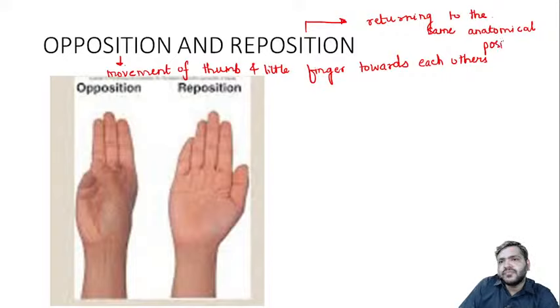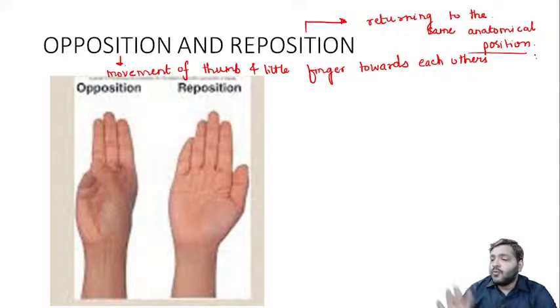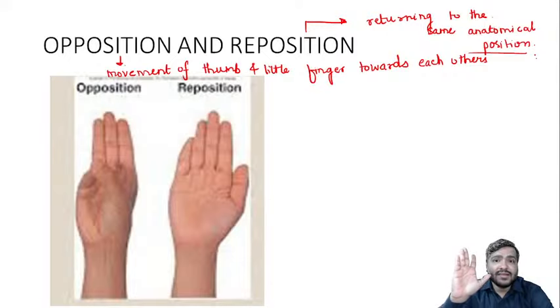Whenever the thumb and the little finger come closer, it is called opposition. And whenever they go back to their normal state, it is called reposition. Opposition is coming closer of the thumb and the little finger, and going back to the normal anatomical position is termed as reposition, guys.